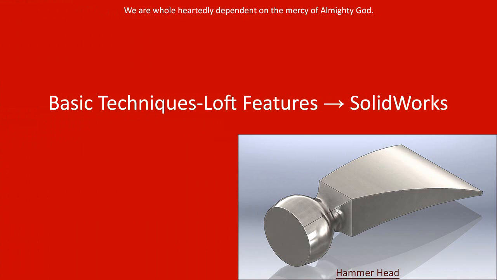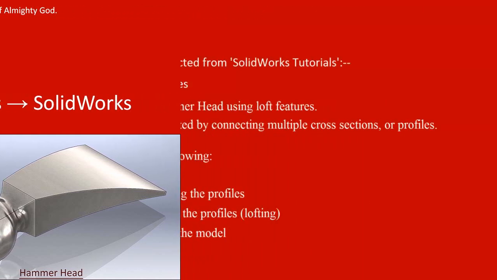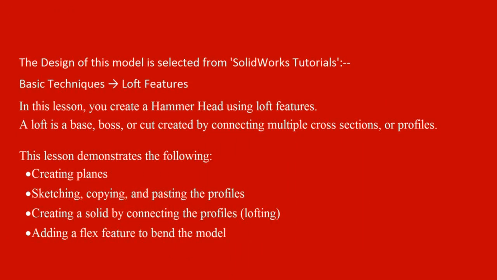Today we will talk to you about basic techniques of loft features in SolidWorks. The design of this model is selected from SolidWorks tutorials. In this lesson, you create a hammerhead using loft features. A loft feature is a base, boss, or cut created by connecting multiple cross sections or profiles. This lesson demonstrates creating planes, sketching, copying and pasting the profiles, creating a solid by connecting the profiles, adding a flex feature to bend the model.